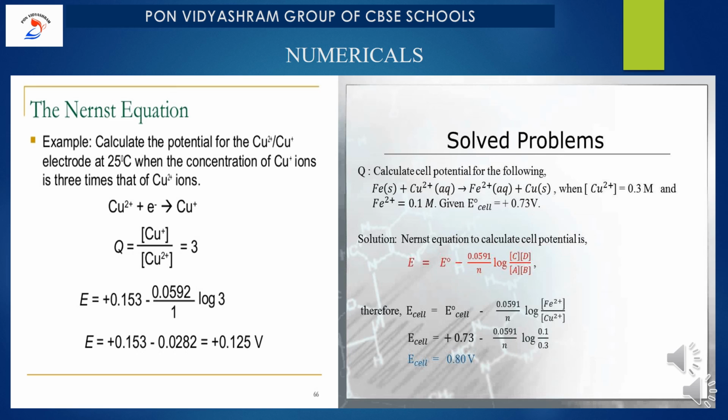So, when you are substituting the product divided by reactant, what is there on the product side? Fe2+ divided by the concentration of Cu2+. Substitute the value 0.1 for Fe2+ and 0.3 for Cu2+. When we substitute and do the calculation, we get E cell is equal to 0.80 volt.